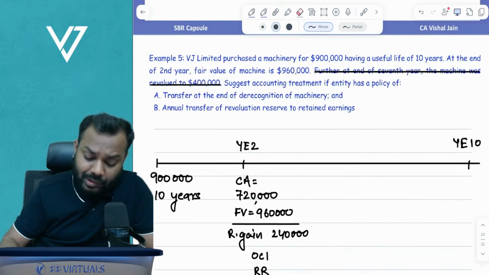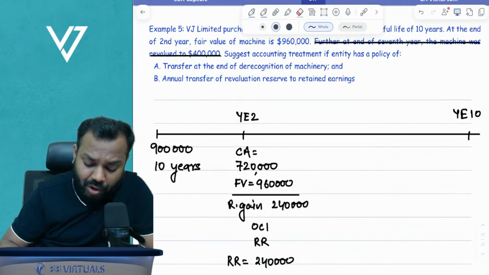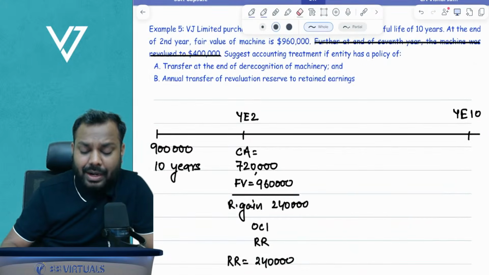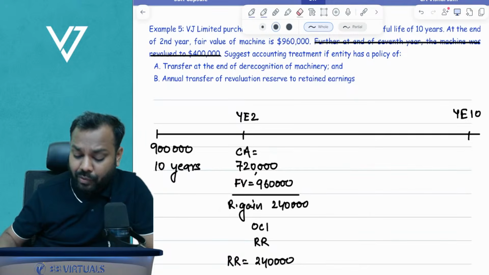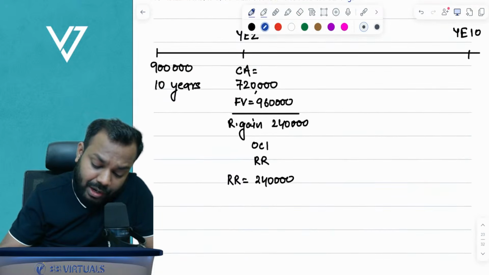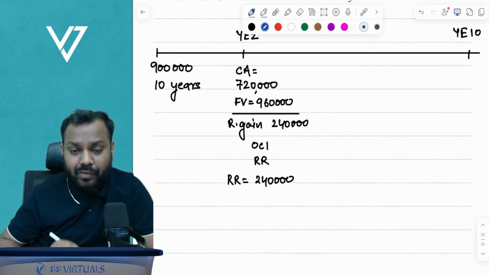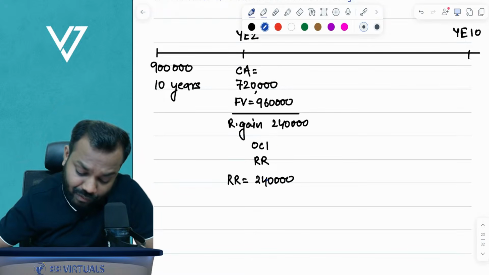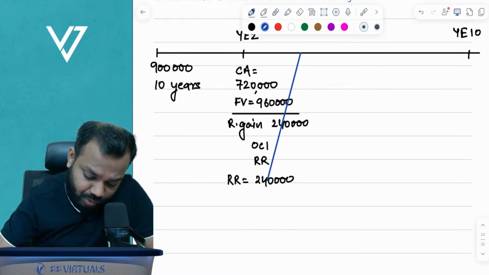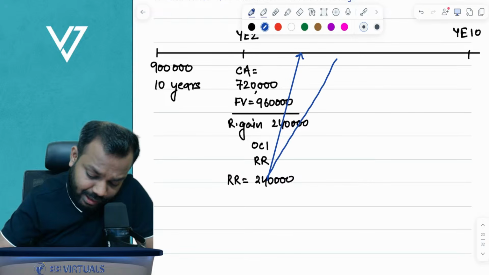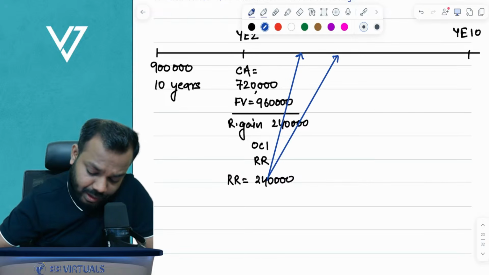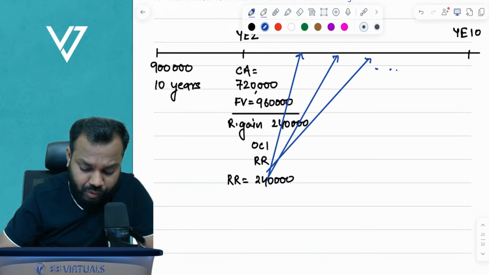Now option number 2 is the annual transfer of revaluation reserve to retained earnings. In this option, I will transfer a part of the revaluation reserve to retained earnings every year: year end 2, year end 3, year end 4, and so forth.